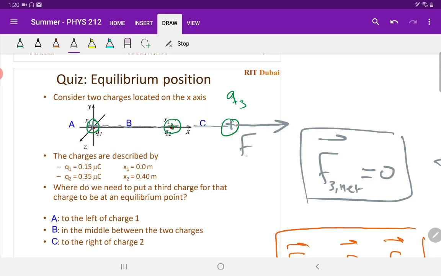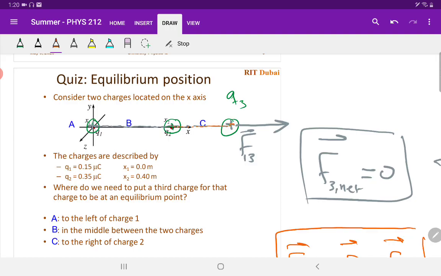So in this case, F13 will be in which direction? It will be to the right. Agree about this? So far so good. Now we will do the same thing with Q2. What kind of interaction is there between Q3 and Q2? Again, the interaction can be identified by first drawing the line between Q3 and Q2, and the force will be parallel to that line.